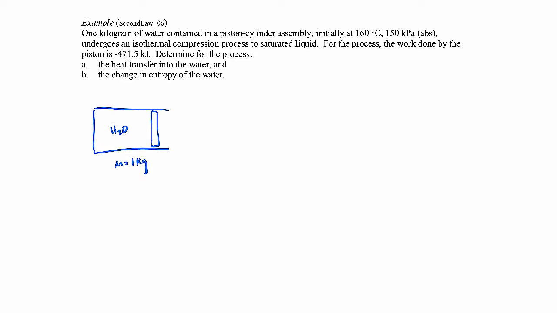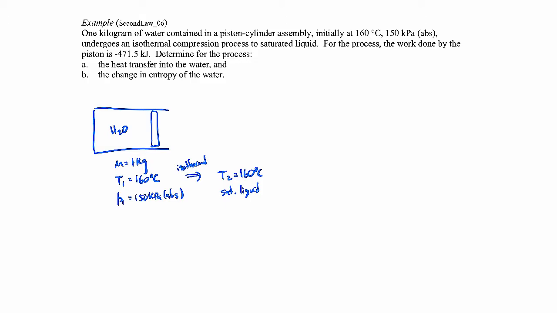We're told that the initial temperature of the water is 160 degrees Celsius. And the initial pressure is 150 kilopascals, absolute. Then we're told that it undergoes an isothermal compression process to a saturated liquid. So what that means is the process is isothermal, so that T2 will also be 160 degrees Celsius. And then we're told that the phase at state 2 is a saturated liquid. This will help us determine properties.